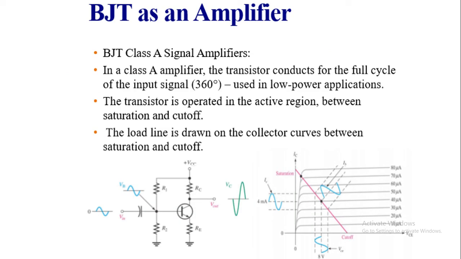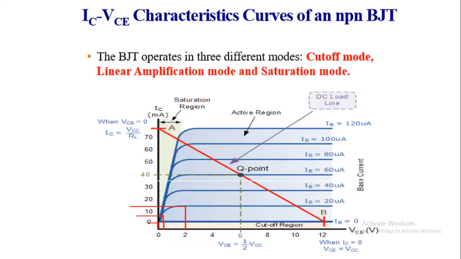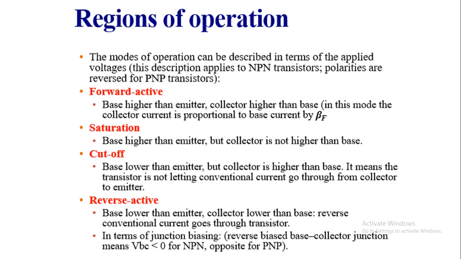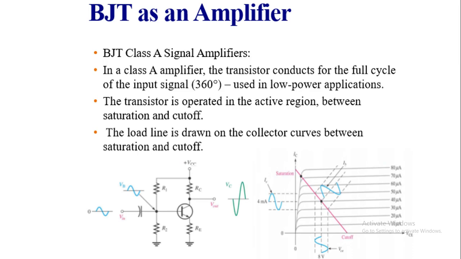BJT as an amplifier. BJT class A signal amplifiers. In class A amplifiers, the transistor conducts for the full 360 degree cycle of the input signal. Used in low power applications, the transistor is operated in the active region. The active region is between saturation and cutoff, and this is called the active region. So the load line is drawn on the collector curves between saturation and cutoff.